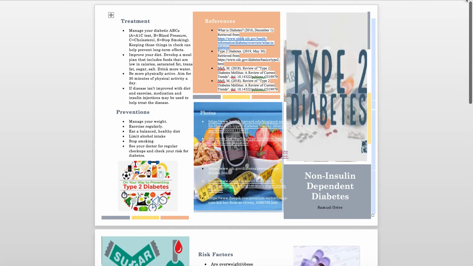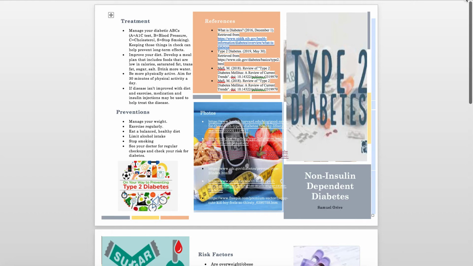And then how to treat type 2 diabetes is basically keeping your diabetic ABCs in check, where A stands for the A1C test, B stands for blood pressure, C stands for cholesterol, and S stands for stop smoking. So make sure to consult with your doctors about having goals as to what you want your values to be for these important ABCs, which is important to help prevent long-term effects of diabetes.